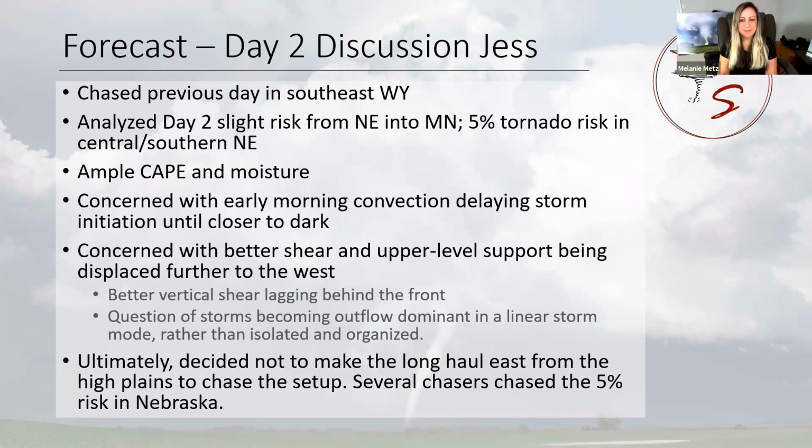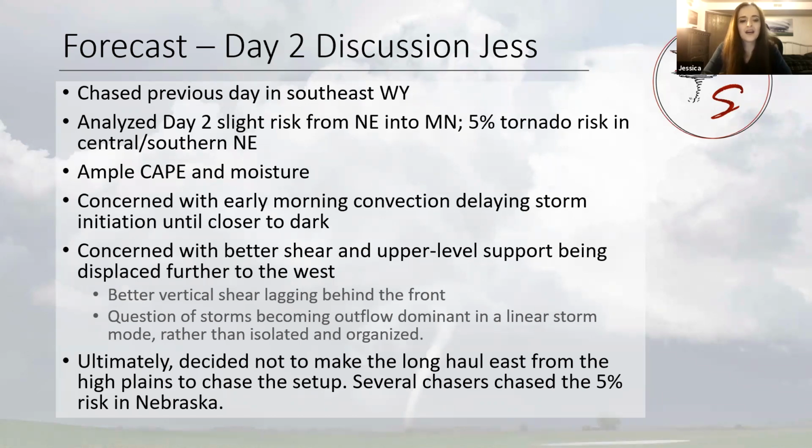Okay. Well, I just briefly wanted to give my perspective, as I had been chasing the previous day in southeastern Wyoming, and was analyzing the day 2 discussion from the SPC, weighing the pros and cons of making the long haul out to Minnesota. There was a day 2 slight risk from Nebraska to Minnesota, with a 5% tornado risk initially in central and southern Nebraska. We were seeing ample CAPE and moisture, but we were concerned about early morning convection delaying storm initiation until closer to dark. Also, the better upper level support was displaced further to the west, so our better vertical shear was lagging behind the front.